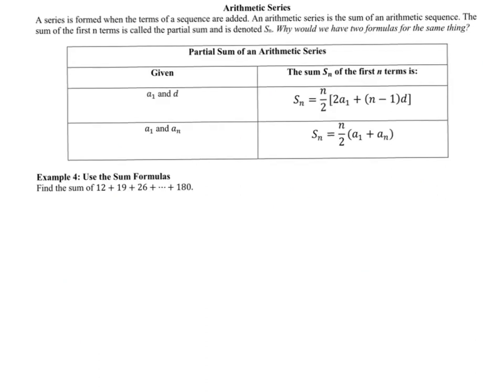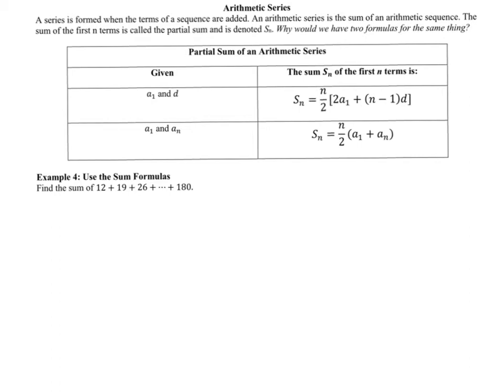A series is formed when the terms of a sequence are added. An arithmetic series is the sum of an arithmetic sequence. The sum of the first n terms is called the partial sum and is denoted by S sub n. Looking at why we have two formulas, you can use either one of the formulas to find the sum, but sometimes one will be easier than the other one to use.